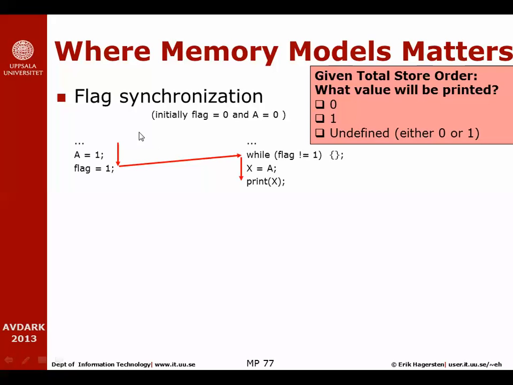Given total store order, that means that this store to A must be put in global order before the store to the flag. That means if anybody has observed that the store to the flag has happened, and that observation we make right here, they must also already have observed that A has happened. So yes, this flag synchronization works as it's written here. So the correct value is 1.